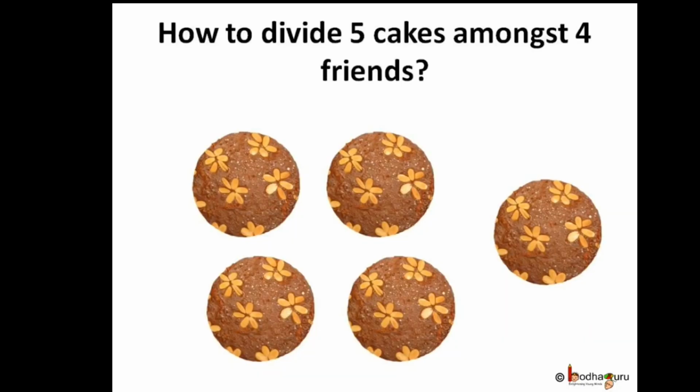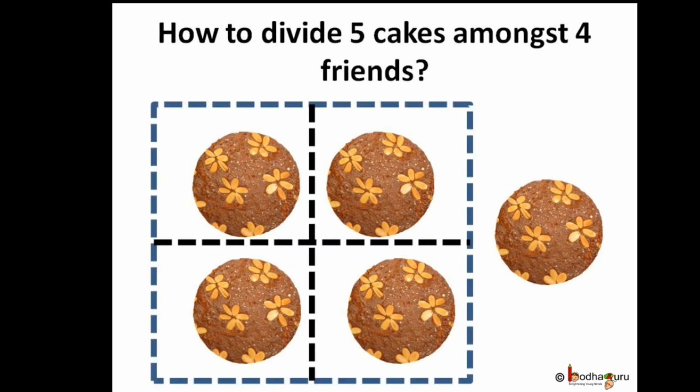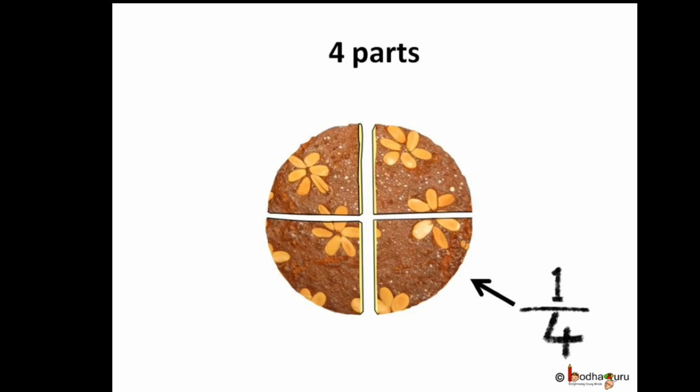Now we will study various types of fractions. Suppose there are 4 friends and they had 5 cakes. How to divide 5 cakes amongst 4 friends? First they will get 1 whole cake each. Now the remaining 1 whole cake has to be divided among 4 friends. The remaining cake will be divided into 4 equal parts, which means each friend will get 1 part of 4 equal parts. That is 1/4 of a whole cake.